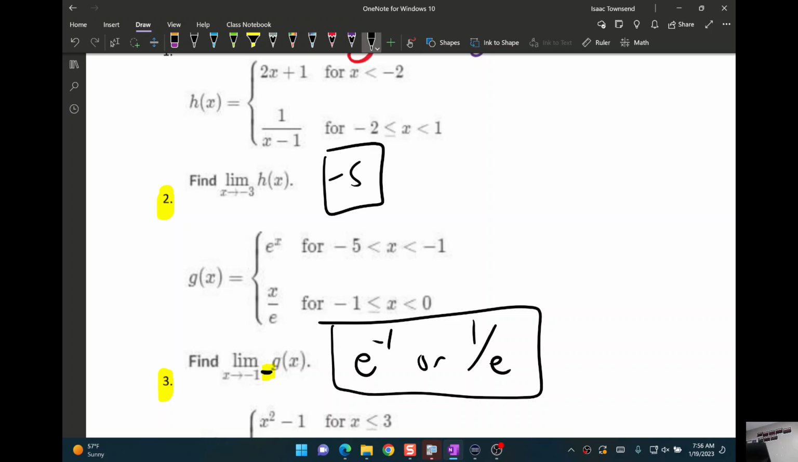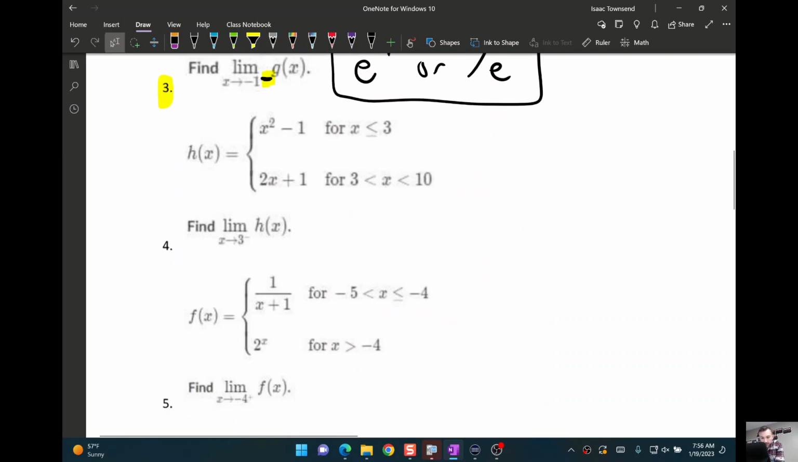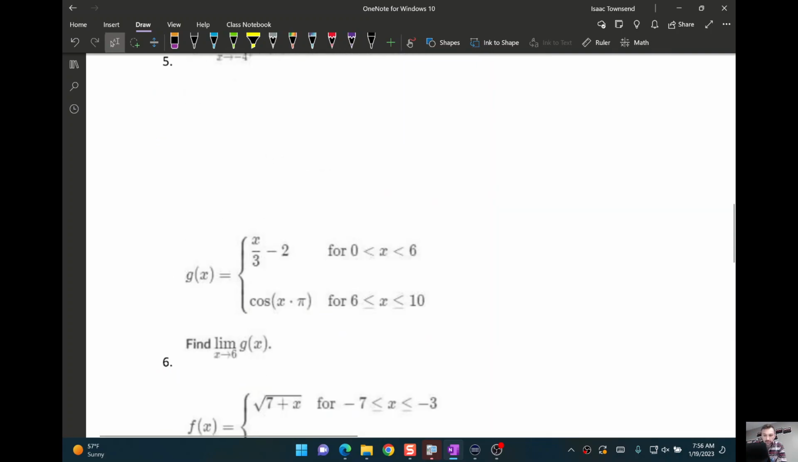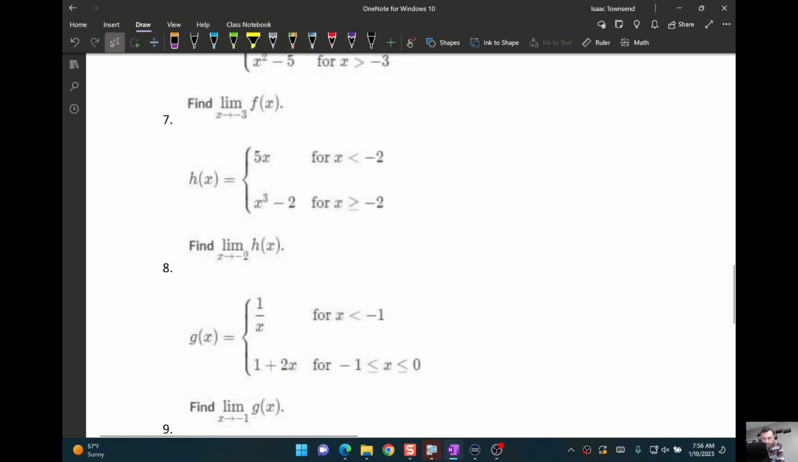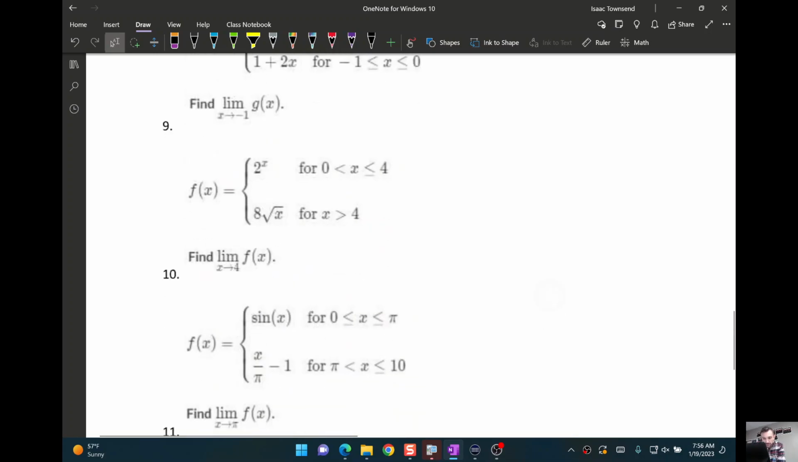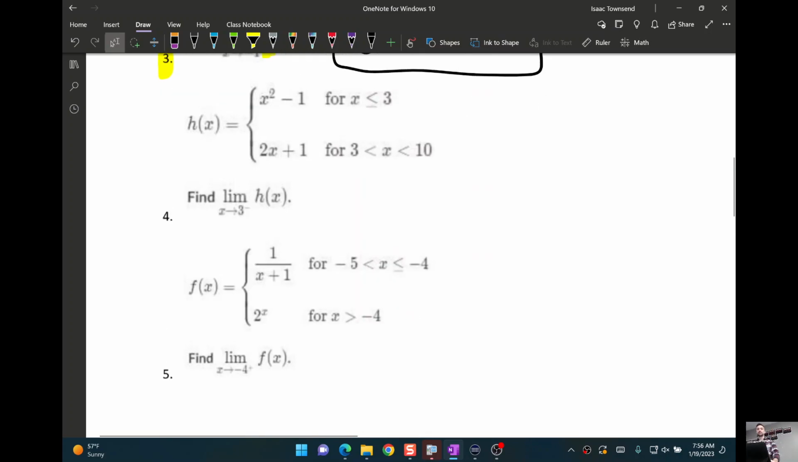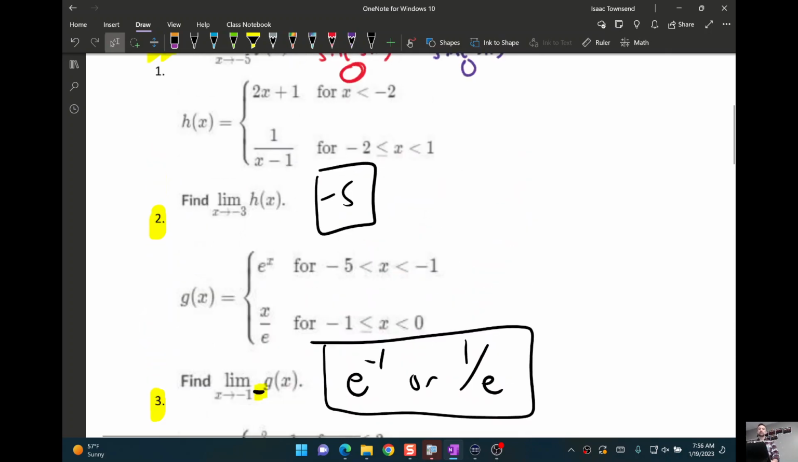Are any of the other ones negative? Number 4 is from the left. Number 5 is from the right. And that's it. I'll repeat those in a minute.